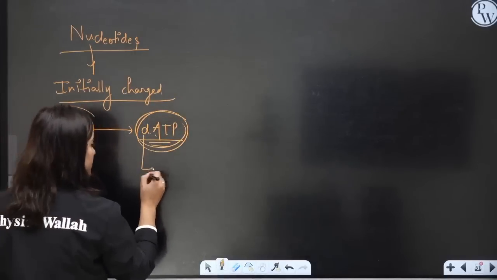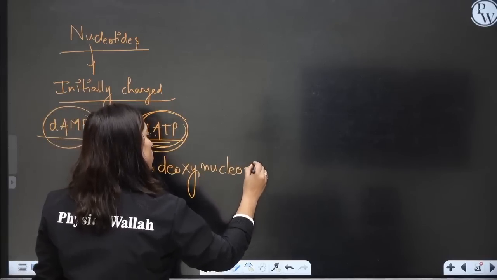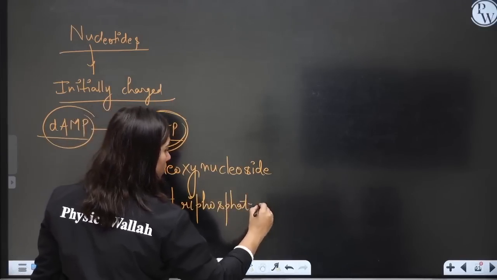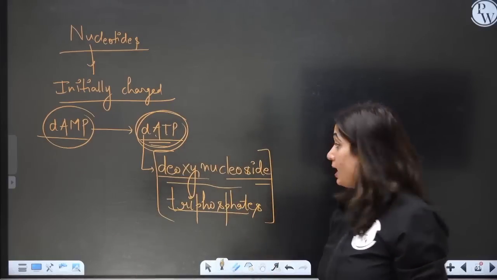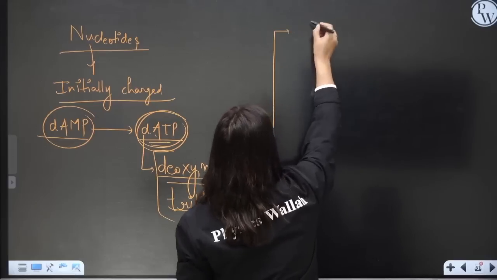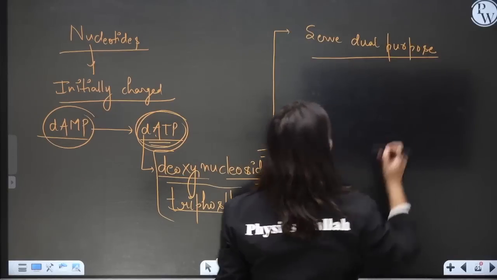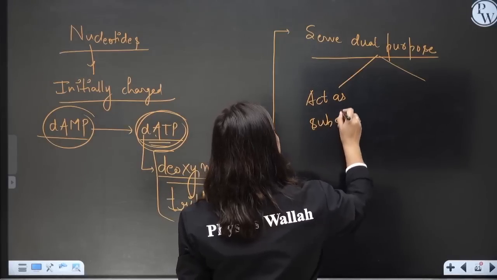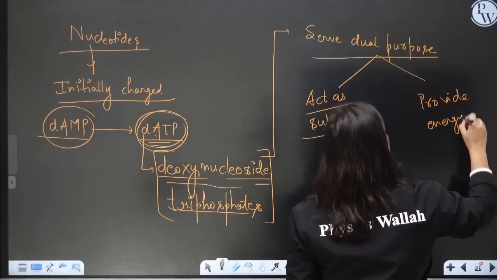So what NCERT says is that these are deoxynucleoside triphosphates, and these are the charged nucleotides. Okay, NCERT says that these deoxynucleoside triphosphates serve a dual purpose. That means they act as substrate as well as they provide energy for phosphodiester bond formation.